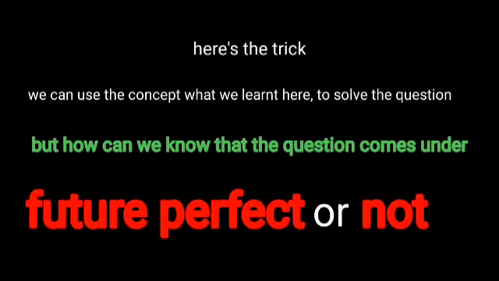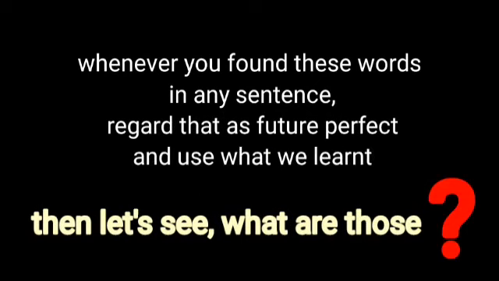Now, everyone might know how to solve a question of future perfect, that is, when to use shall have or will have. But how can we know whether a given sentence comes under future perfect or not? Here we got the best trick to know this, so that we can use the concept which we learned here. Whenever you find the following words in any sentence, then that particular sentence comes under future perfect. So, let's have a glance over the words which denote that a given sentence comes under future perfect.